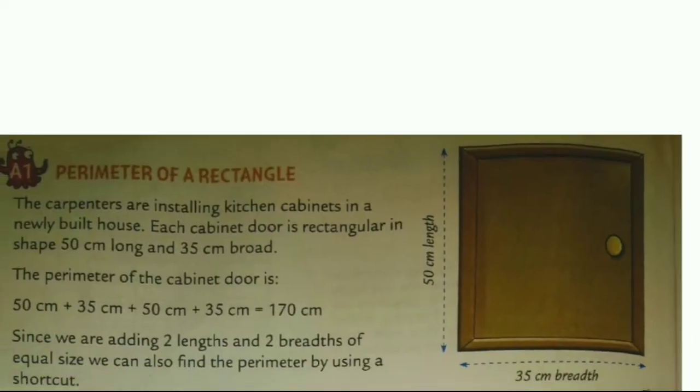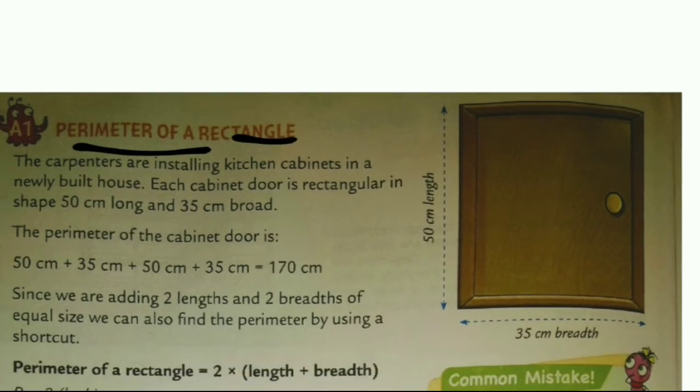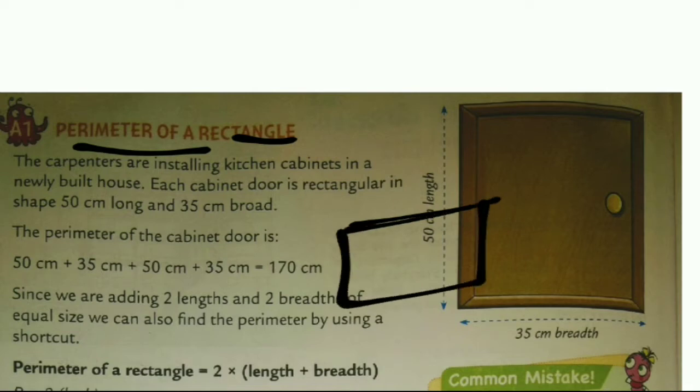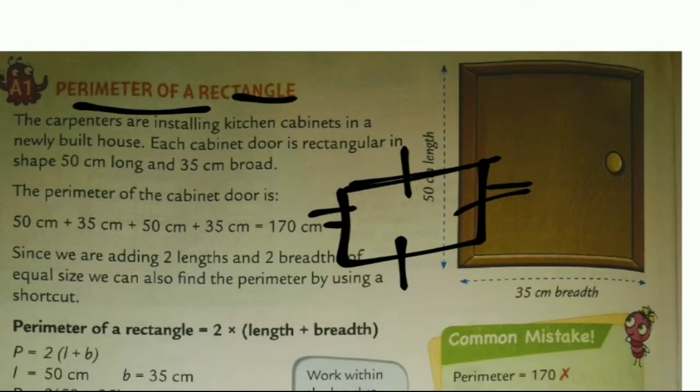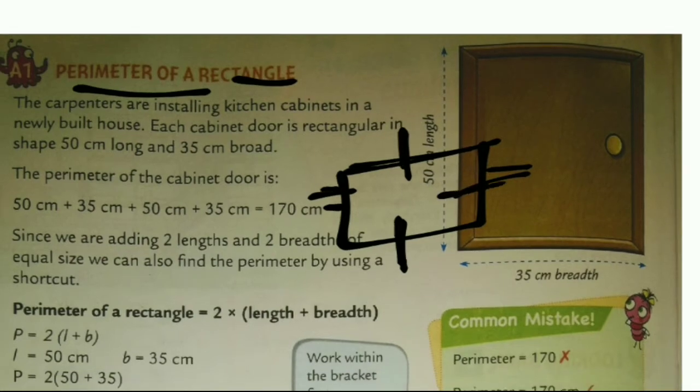See, perimeter of a rectangle. What is a rectangle? A rectangle is in this shape, having four sides. In this one, we can see two lengths and two breadths. So, what is the perimeter? Perimeter means the boundary. So, how many boundaries are there? There are four boundaries, two length and two breadth.